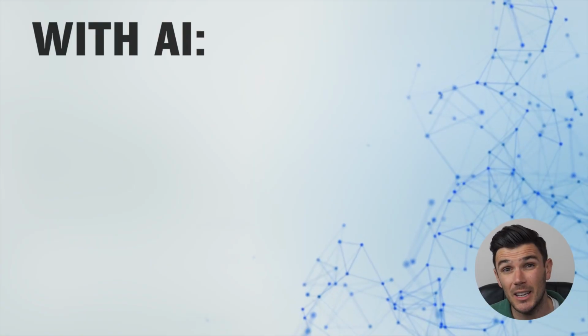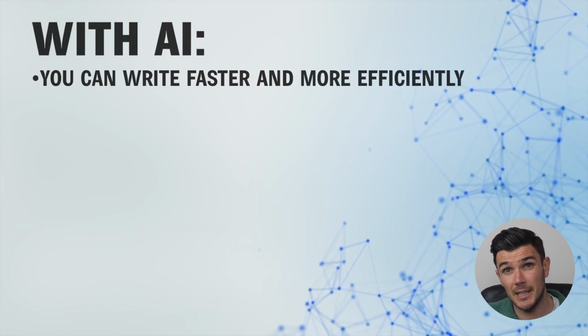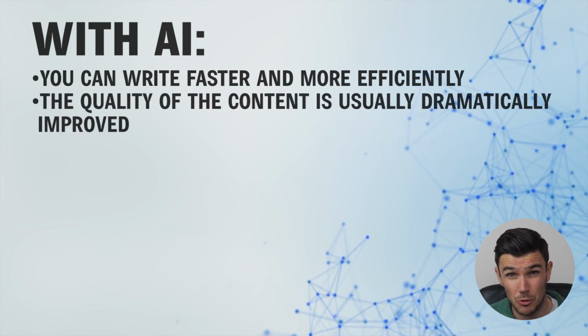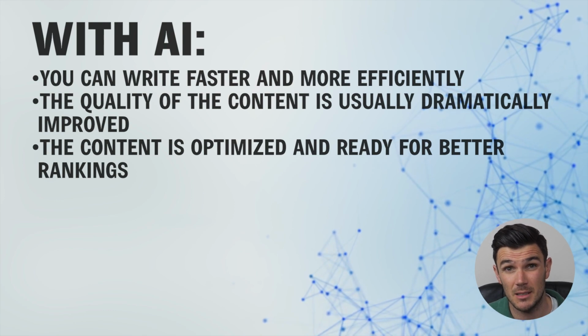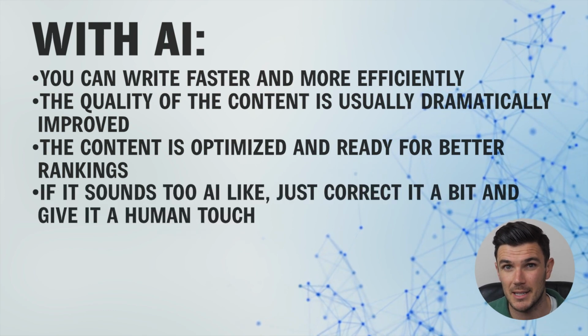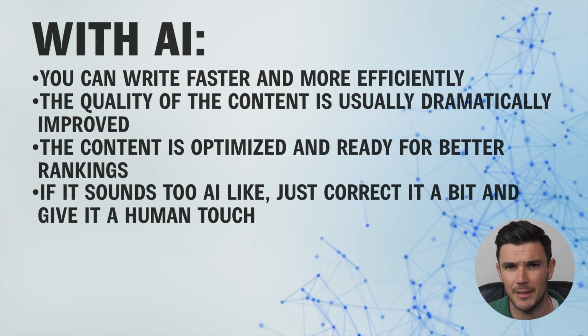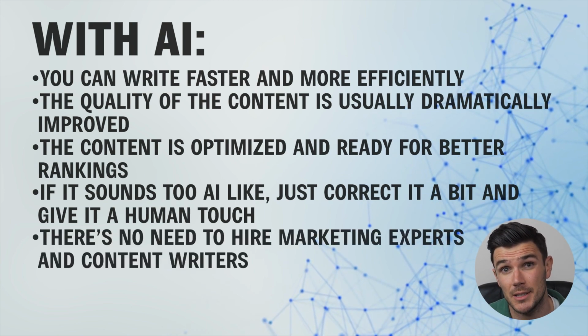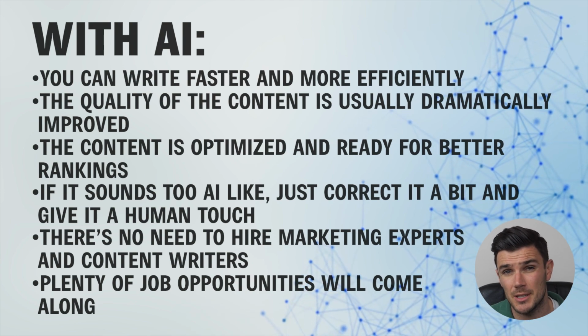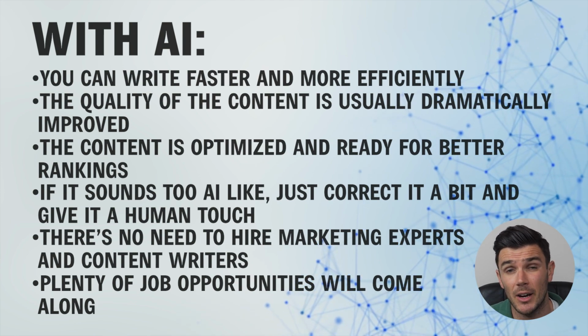Before we start, for those of you who don't believe in the power of AI content writing, let me tell you the benefits. With AI, you can write faster and more efficiently. The quality of the content is usually dramatically improved. The content is optimized and ready for better rankings. If it sounds too AI-like, just correct it and give it a bit of a human touch, saving loads of time. And there's no need to hire marketing experts and content writers. Plus, plenty of job opportunities will come along if you can use AI content tools properly. All right, now let's get into it.